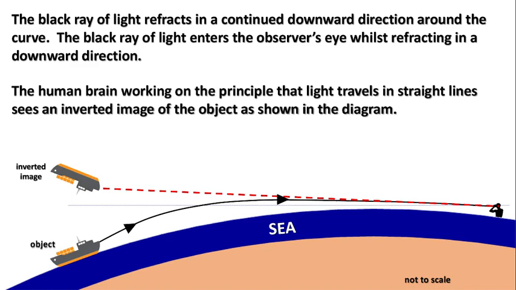The black ray of light refracts in a continued downward direction around the curve. The black ray of light enters the observer's eye whilst refracting in a downward direction. The human brain, working on the principle that the light travels in straight lines, sees an inverted image of the object as shown in the diagram.